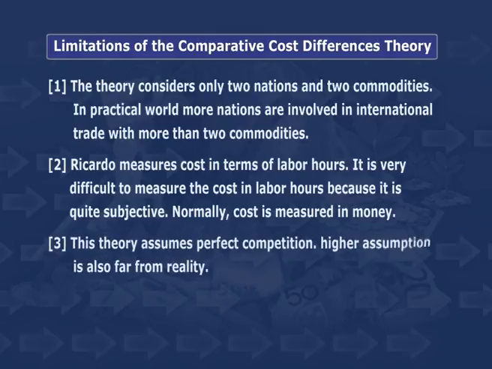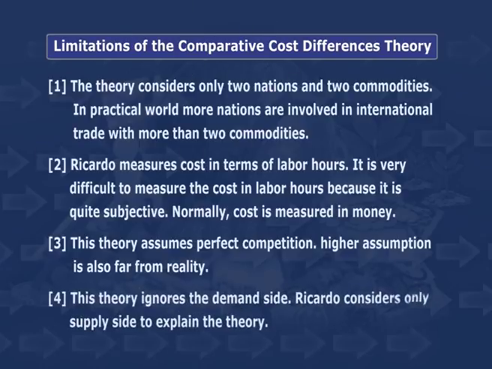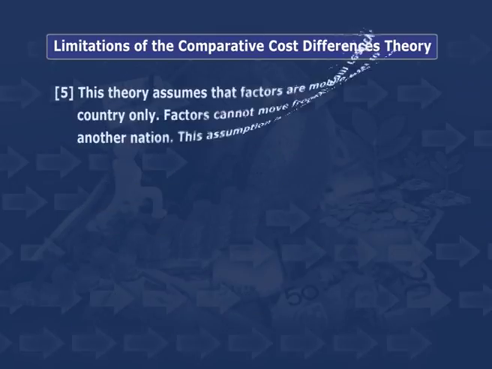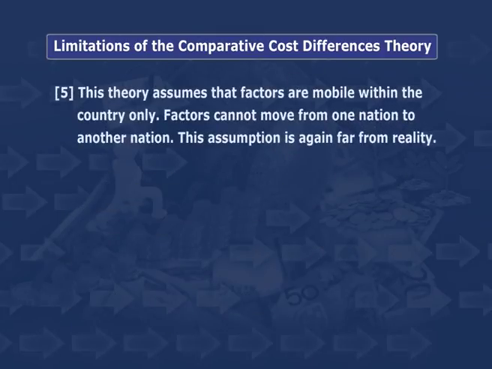The third limitation is that the theory assumes perfect competition. The assumption is also far away from reality. The fourth limitation of the theory is that the theory ignores the demand side. Ricardo considers only supply side to explain the theory. The fifth limitation of the theory is that the theory assumes the factors are mobile within country only. Factors cannot move from one nation to another nation. This assumption is again far away from reality.